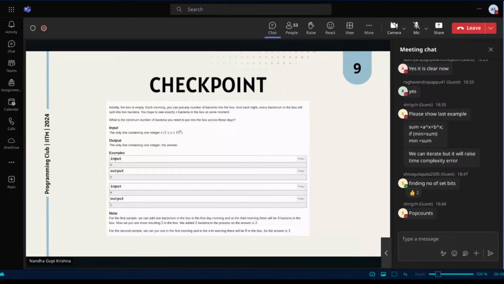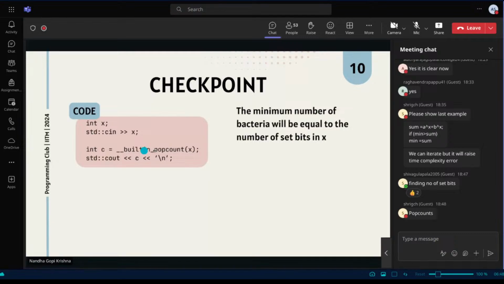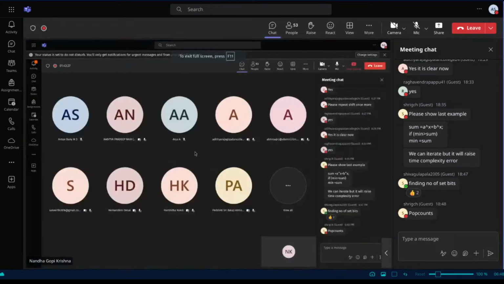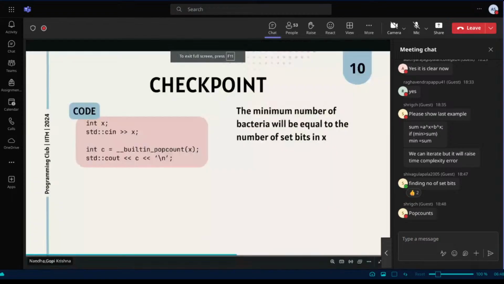So we simply just have to find the number of set bits in X, which we can do using the pop count function. I hope this example is clear. Yes, using pop count.